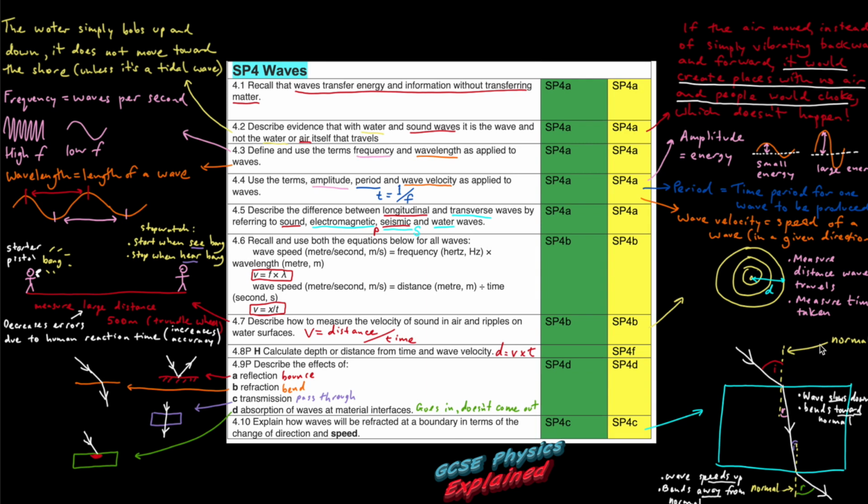You can see that I've labelled the normal, which is just an imaginary line at 90 degrees to the surface. And you get your angle of incidence between the ray and the normal, and your angle of refraction between the ray and the normal.